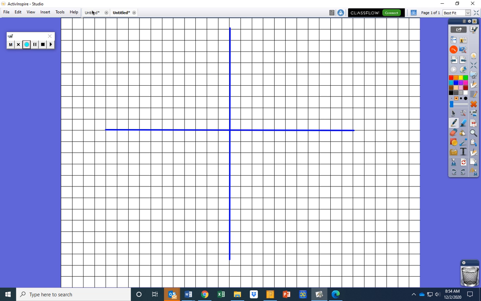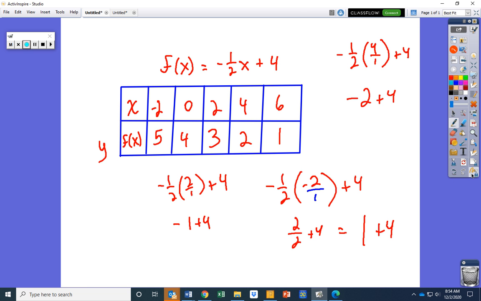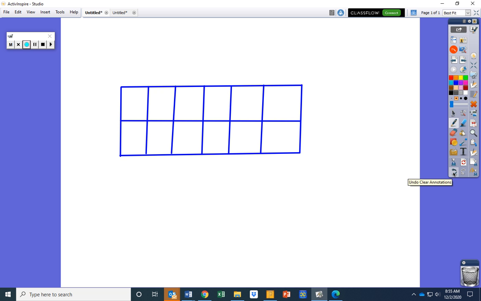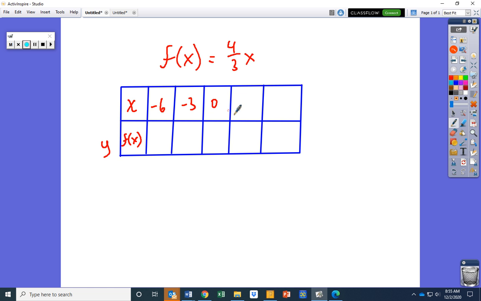Okay. Now, sometimes you're going to see one that has a fraction that doesn't have a 1. What do I mean by that? Let's say I have something like this. My function of x, and this is where we might have a little bit of trouble, equals 4 over 3 x. These are my x values. This is my function of x, which is also known as y. Over here I might have negative 6, negative 3, 0, 3, 6.